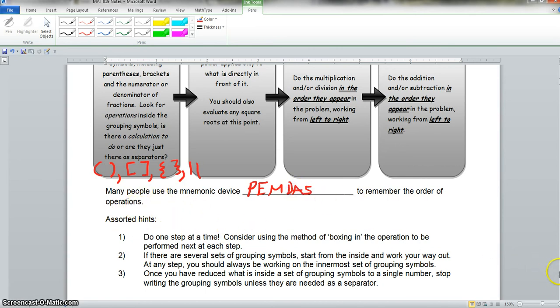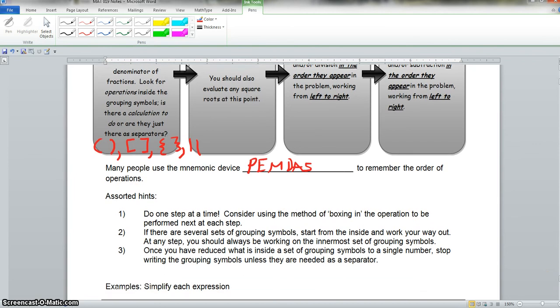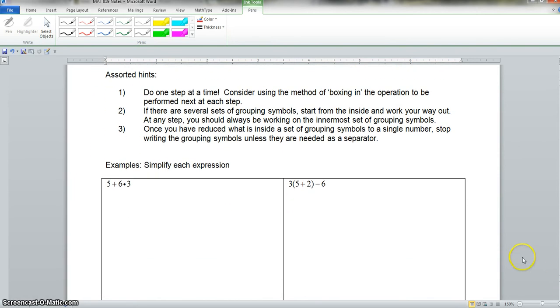Now, assorted hints. Do one step at a time. Consider using the method of boxing in the operation to be performed next at each step. If there are several sets of grouping symbols, start from the inside and work your way out. At any step, you should always be working on the innermost set of grouping symbols. Once you have reduced what is inside a set of grouping symbols to a single number, stop writing the grouping symbols unless they are needed as a separator.